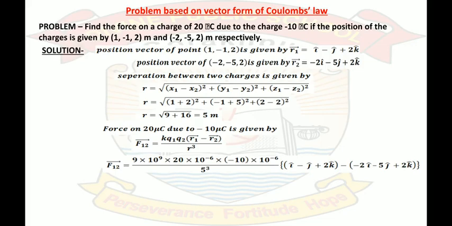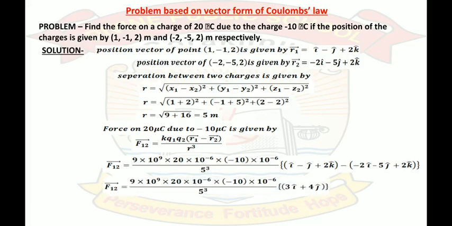Upon the distance is 5, that will become 5 cube. In bracket for vectors R1 minus R2. Value of R1 is written above. Value of R2 is also written above. We'll put the values. Now if we solve it, what are we going to have?